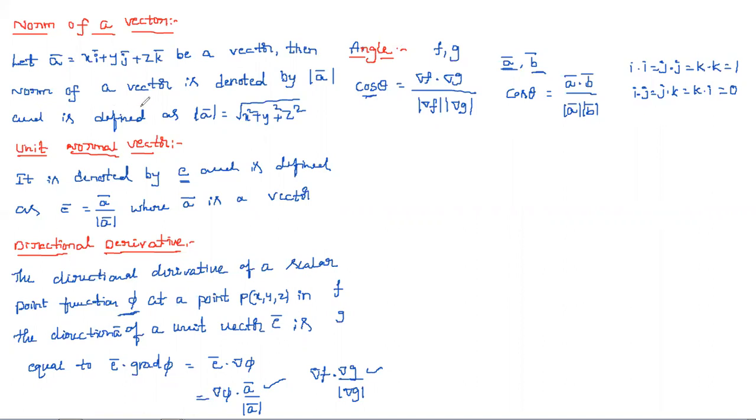So these are the problems we calculate by using grad, normal, unit normal vector, directional derivative, angle between the surfaces, and norm of a vector. These are all the formulas we apply for solving the problems. One more important topic here is the physical interpretation of grad phi, the physical interpretation of del phi.